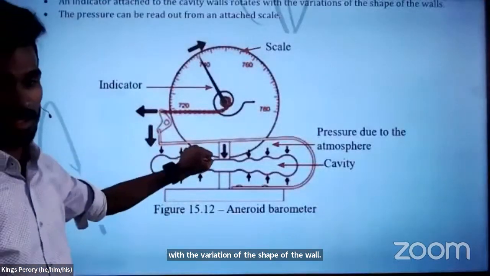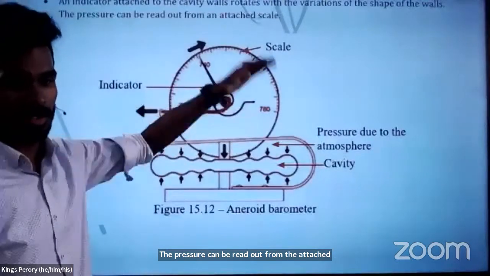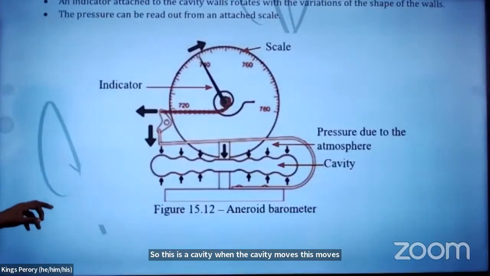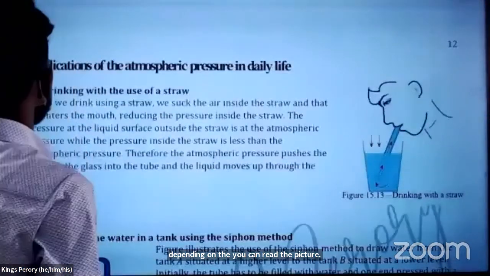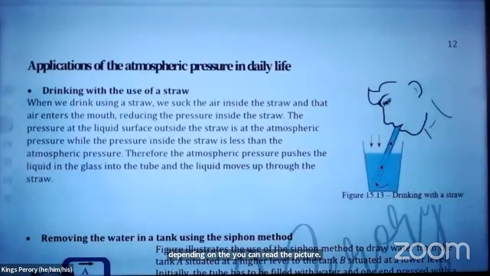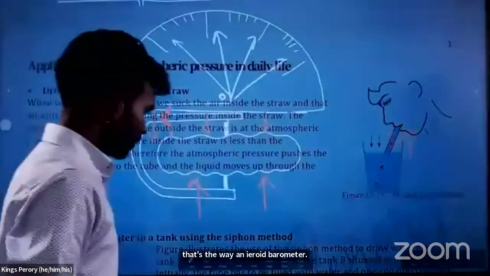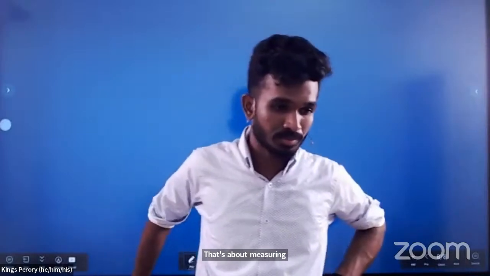So this is the cavity. When the cavity moves, this moves. Depending on that, you can read the pressure. That's how an aneroid barometer works. That's about measuring atmospheric pressure. Got it?